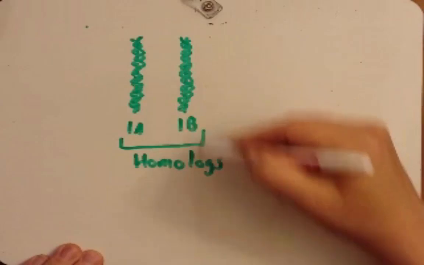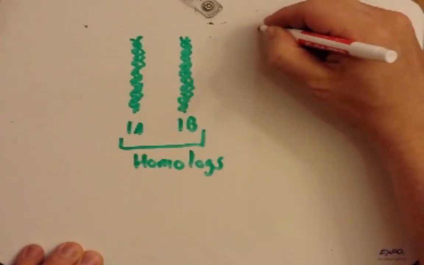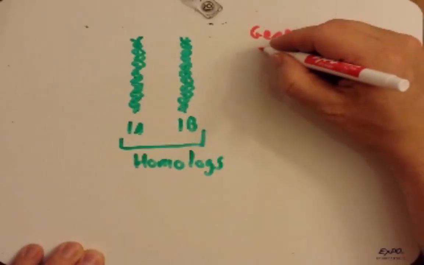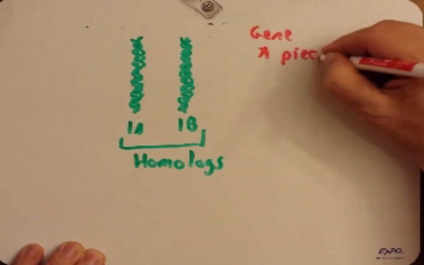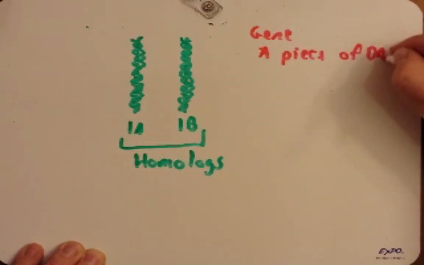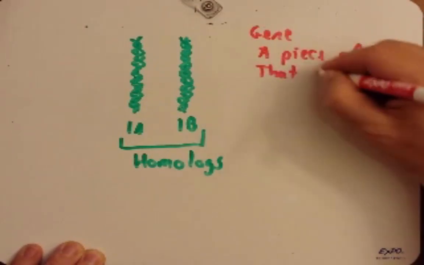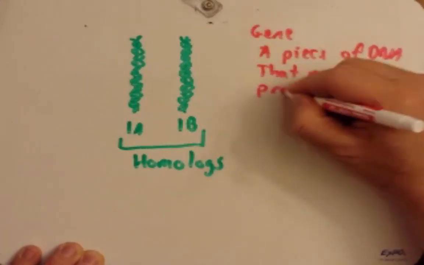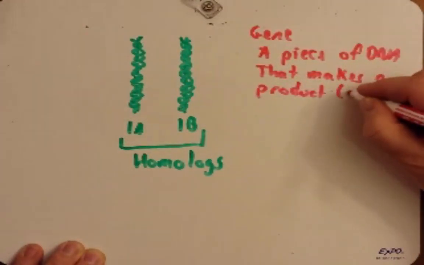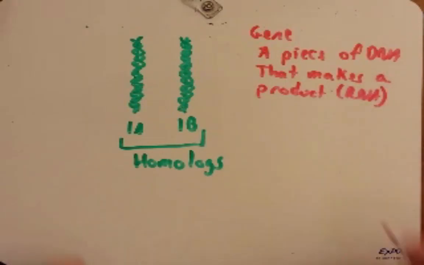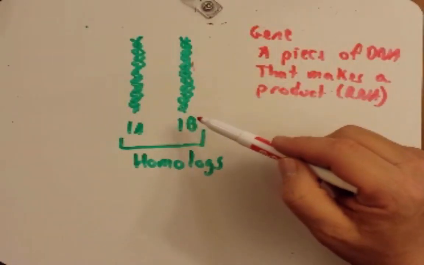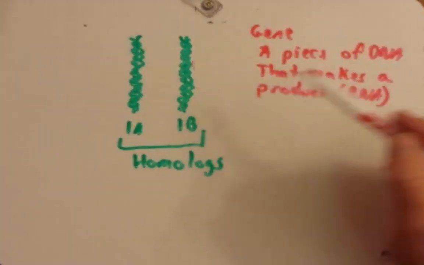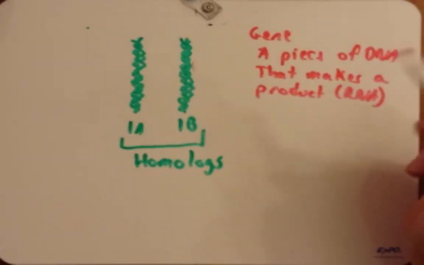Now remember, I said these were all long pieces of DNA, and we said on the previous podcast that a gene was defined as being a piece of DNA that makes a product, like RNA, and eventually a protein. So these chromosomes here are made up of DNA, and because of that, they are the carriers of genes. So chromosomes are composed of many genes.